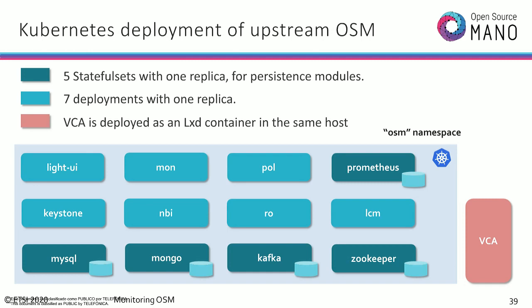And also there's a caveat there, which is that the VCA component is not inside Kubernetes. It is deployed in the same host as an LXD container, but this is separate. So the monitoring is not done on this component. On the dashboards that I'm going to show, you will see the rest of the components, but not yet the VCA.